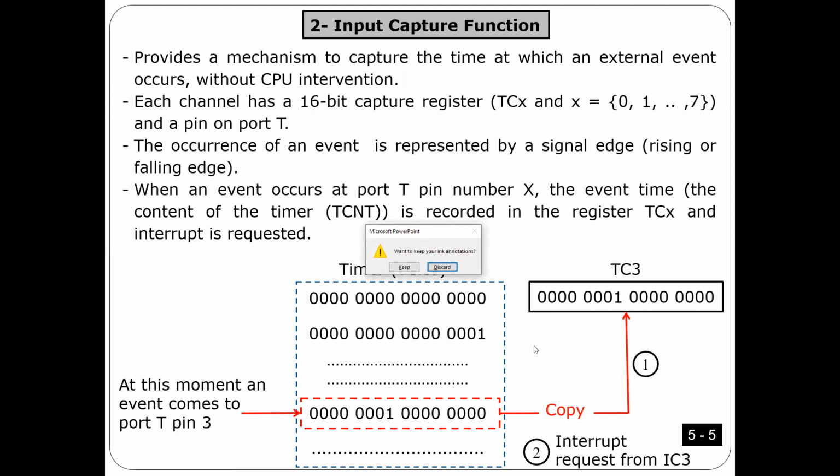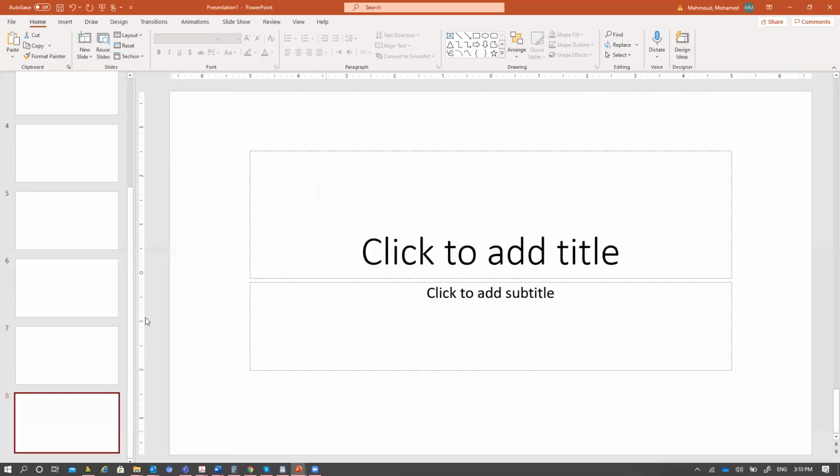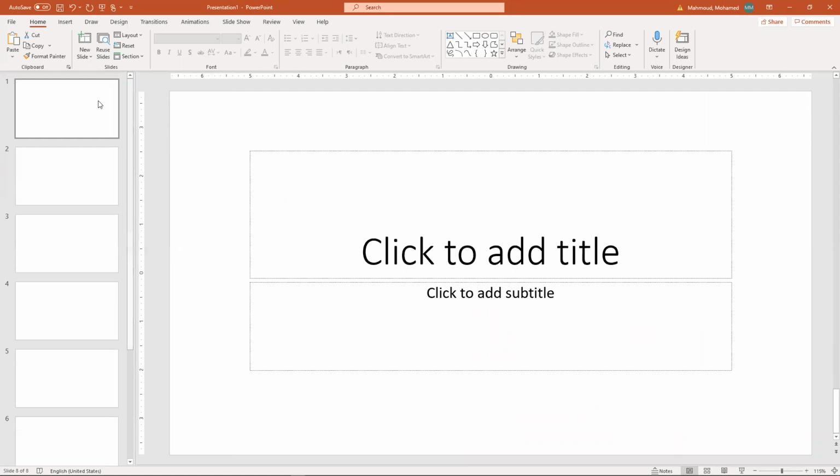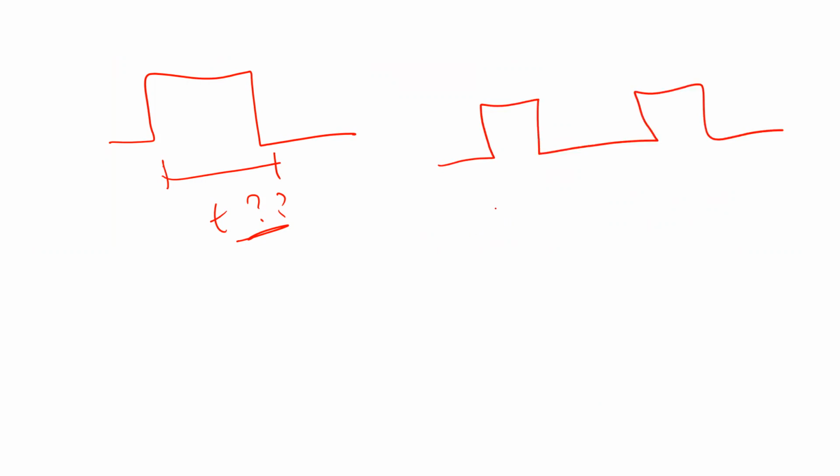Before I give you the details, the timer system can help you do input capture or output compare. So what does this mean? Look here. In many applications, I have a signal like this and I want to measure this time. Or I have a signal like this and I want to measure the time from here to here. What is the time for some reason? So in many applications, we need to measure time.